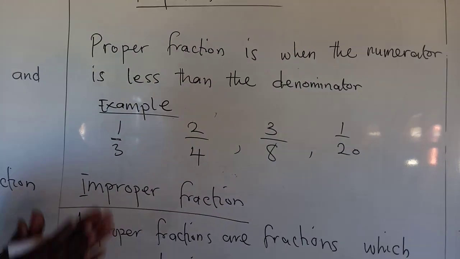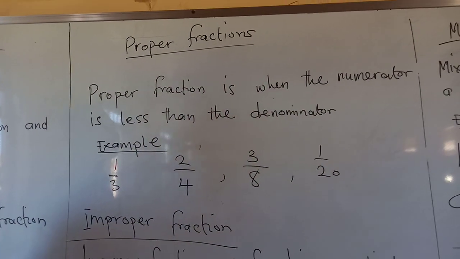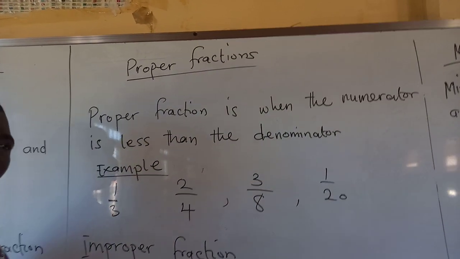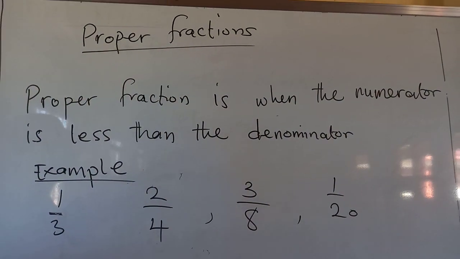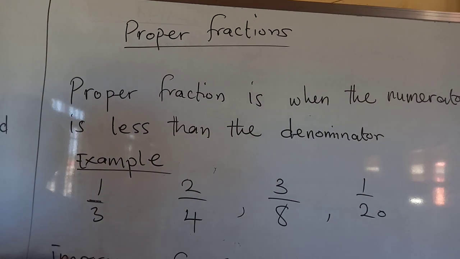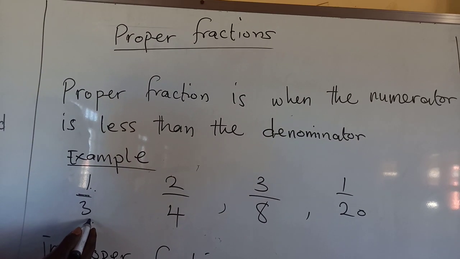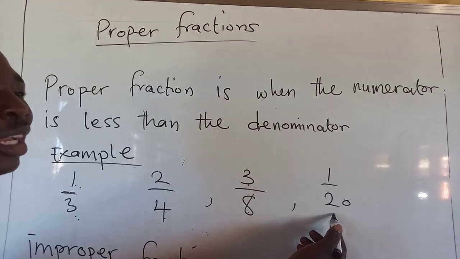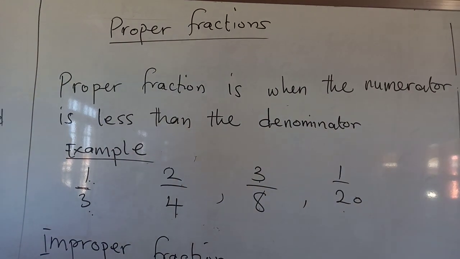So we are saying that when you see a fraction, and the upper number, which is the numerator, is less, is small, and the down one, that is the denominator, is higher or bigger or greater, then we say that fraction is a proper fraction. Example, what you are seeing here: 1 out of 3. 1 is smaller than 3. 2 is also smaller than 4. 3 is also smaller than 8. And 1 is smaller than 20. So all these fractions you are seeing, they are proper fractions.